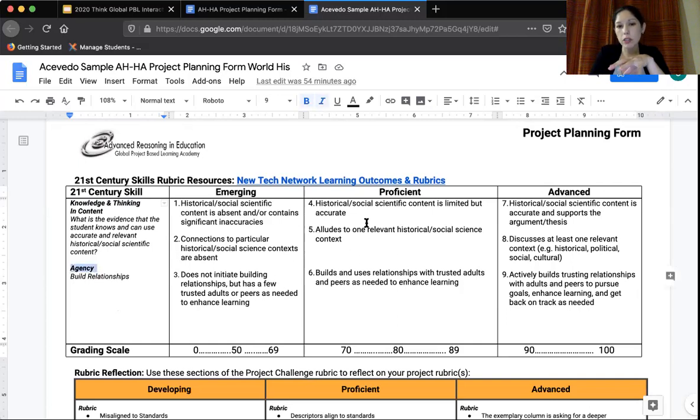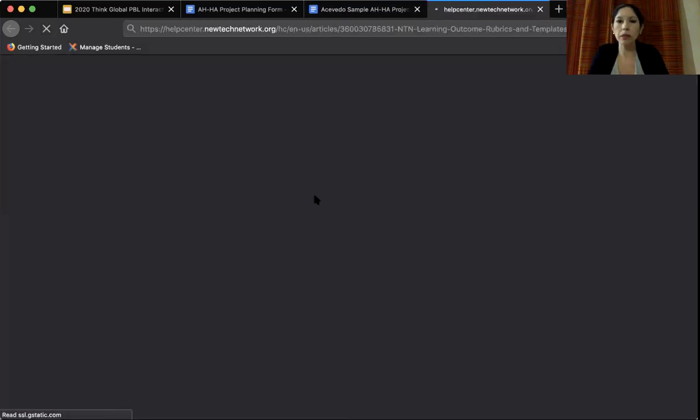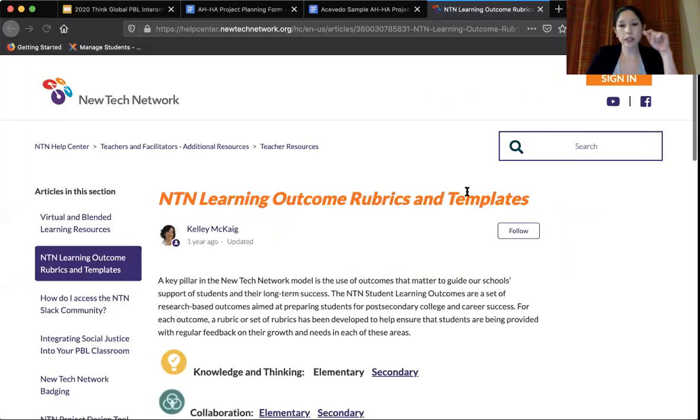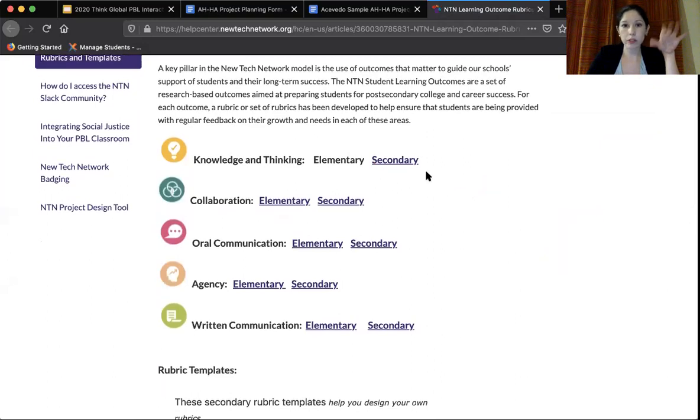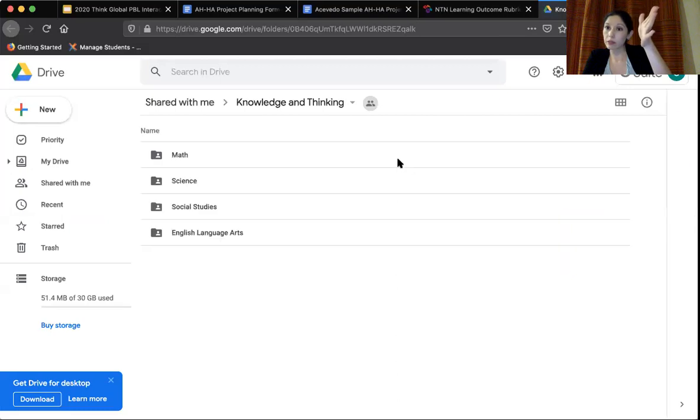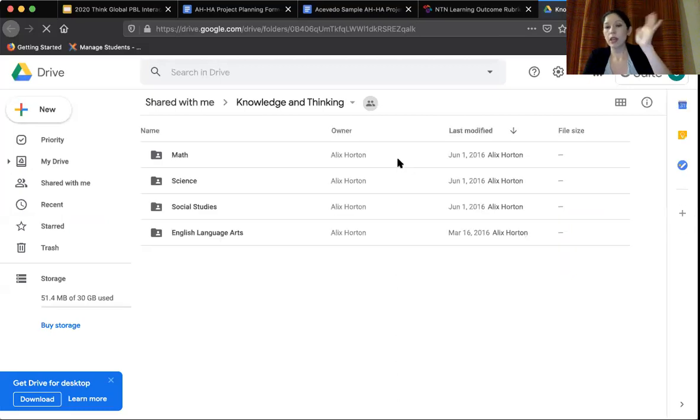These descriptors I actually pulled from the New Tech Network Learning Outcome rubrics. I'm going to click here so you can see what I mean. They have them separated out into elementary and secondary. And when it opens, we'll see that even within secondary, sometimes they break it down even further. If I go into secondary for knowledge and thinking, they usually have up to 8th grade for middle school, then they have up to 10th grade, and then they have up to 12th grade.